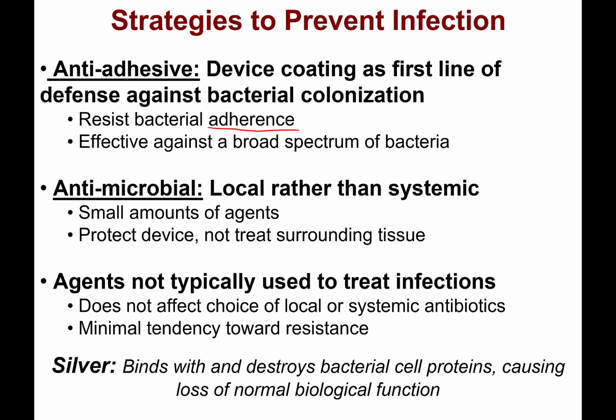Now, another consideration, if we're going to use these antimicrobial agents, is the concern, of course, about antibiotic resistance. So there's a lot of interest in using non-traditional agents that aren't typically used to treat infections. An example of a non-traditional agent is silver, which exerts its killing effect or antimicrobial activity by binding to and destroying bacterial cell proteins.